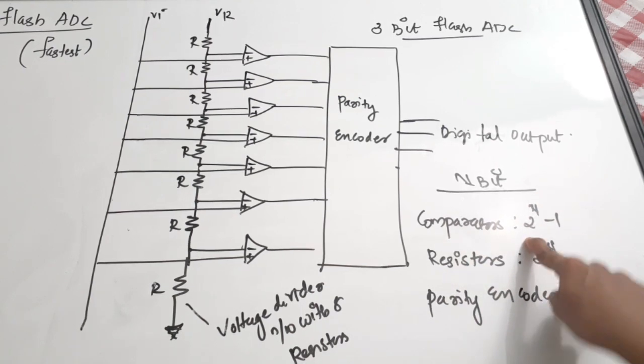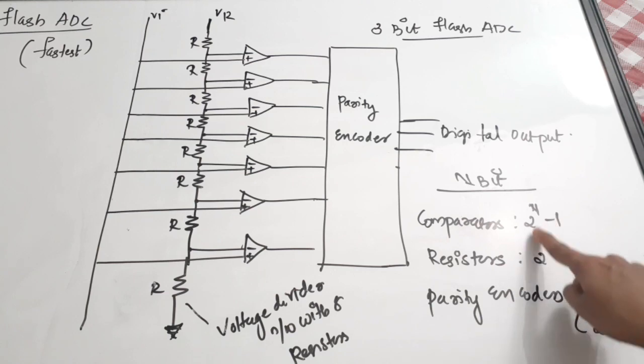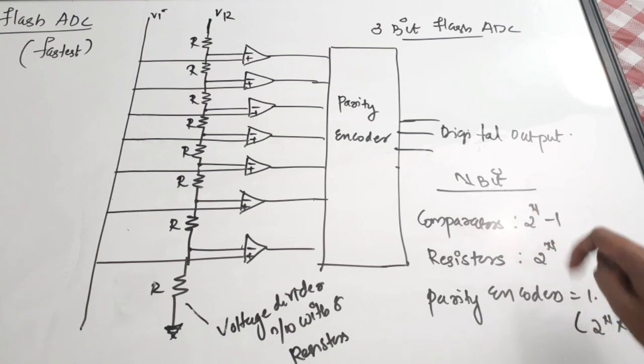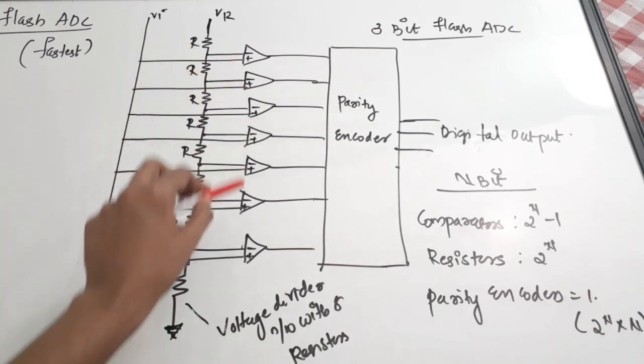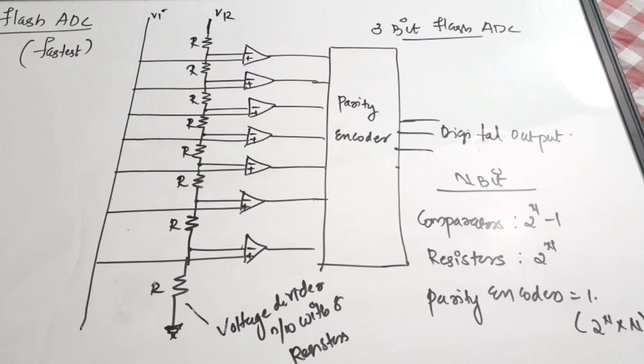Here I am using a 3-bit flash ADC, so 2 raised to 3 minus 1. 2 raised to 3 is 8, and 8 minus 1 is 7. How many comparators are there? 1, 2, 3, 4, 5, 6, 7 comparators are there. So here it is 7, and the general equation is 2 raised to n minus 1. Please note it down. It is very important.